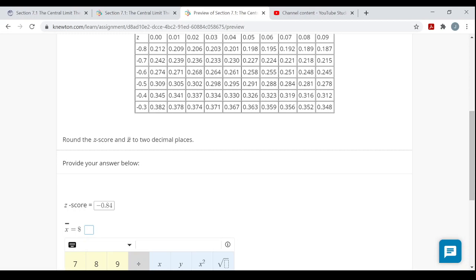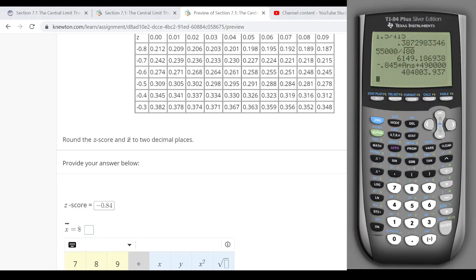All right, so maybe I should pull the calculator up again and just re-enter that with negative 0.84. So negative 0.84 times, and then let's go back and use that number, and then plus the 490,000, and see if that gives me, all right, so this is $484,834.68, so a little off from making that 0.845 into 0.84.